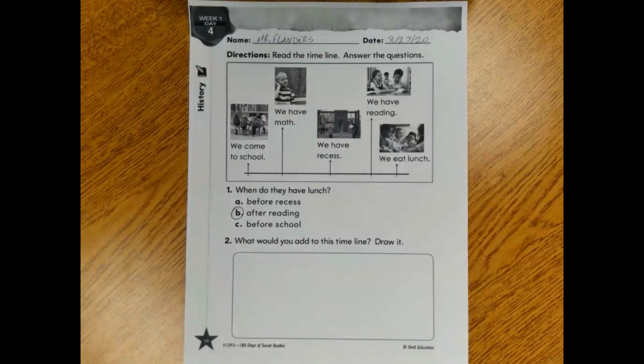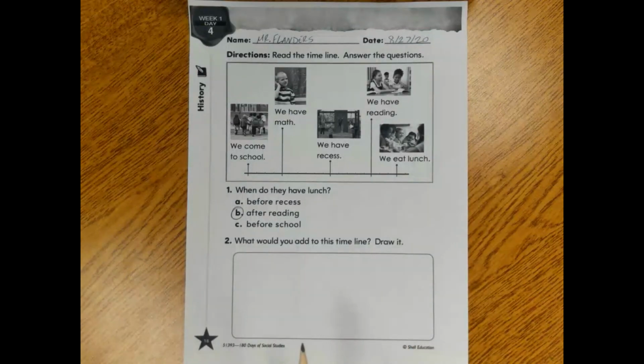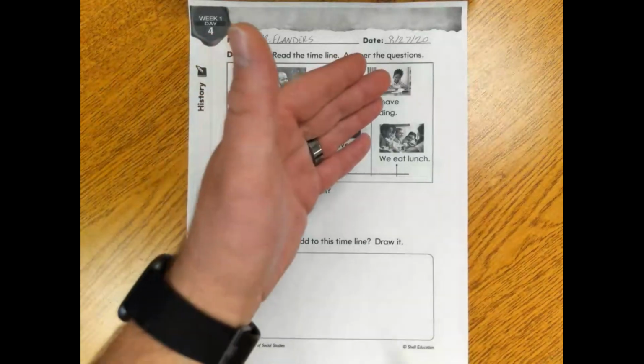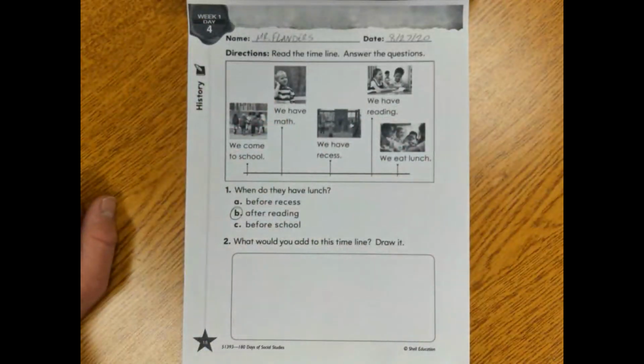Then, number 2, you are on your own for this one. This is going to be a really good one, though. Here's what I'm going to set you up to do. It says, what would you add to this timeline? Draw it. If you look at the timeline, you know it's got we come to school, we have math, we have recess, we have reading, and we eat lunch. Five things, but there's a lot of room to put other items on the timeline.